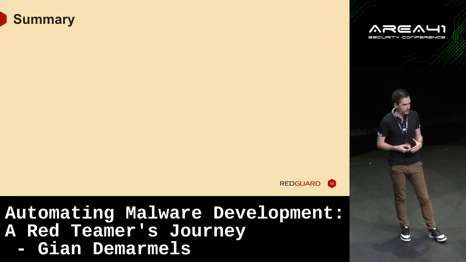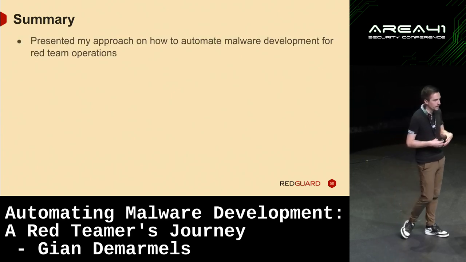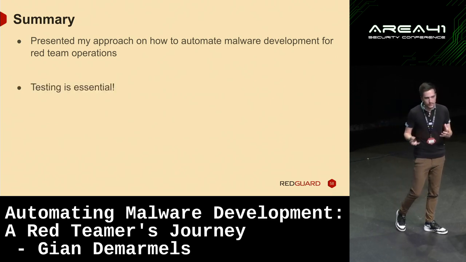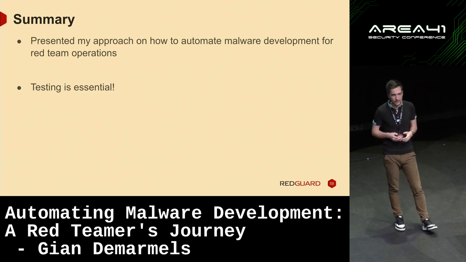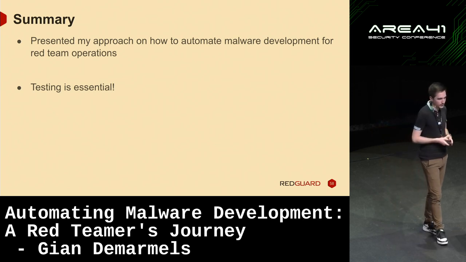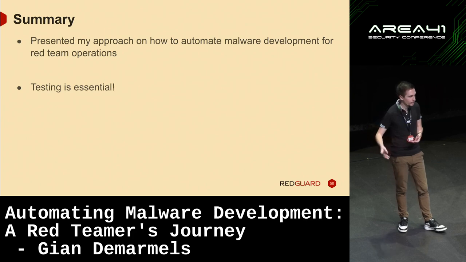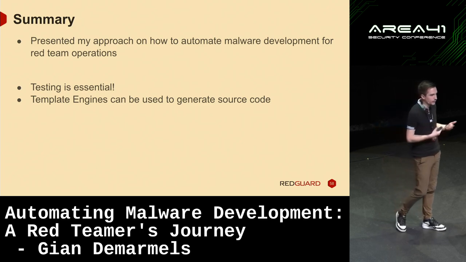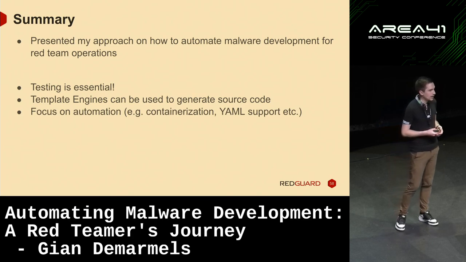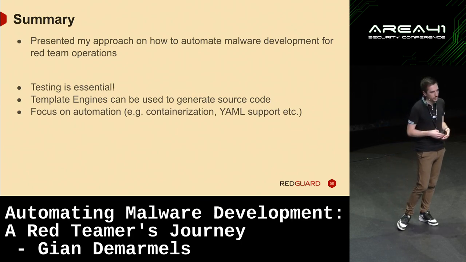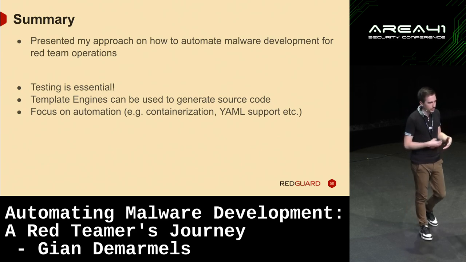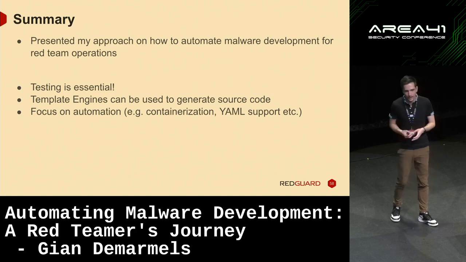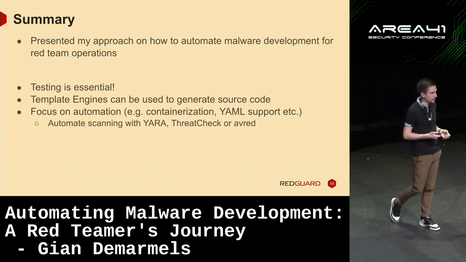If we want to summarize my approach on how automation in malware development could look like, I want to say again that testing is really essential, and you should almost have more tests than features, because if you just apply more and more features, it tends to get unstable. Template engines are an approach I found useful to generate the loader's source code. And I think it's also very important to focus on automation, because the code needs to change a lot. New techniques are coming up every day, and you need to implement and adapt to them.